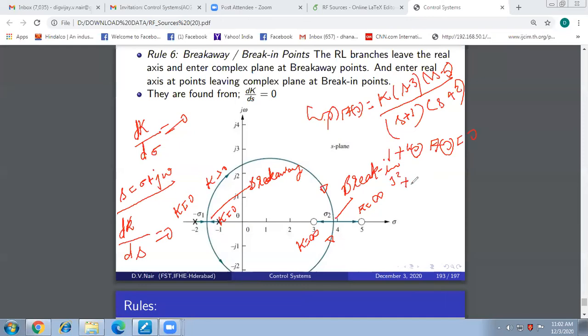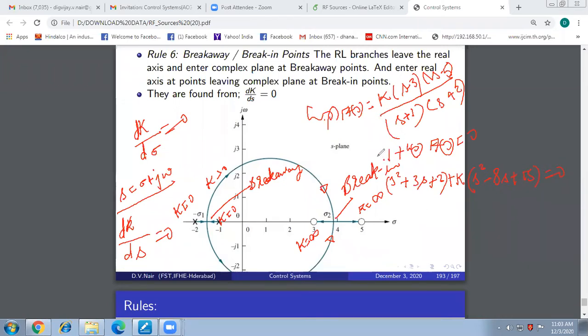s square plus 3s. Please correct me if I go wrong. Plus 3s plus 2, right? It will be here, this term, plus k into what? It will be s square, then minus 5s, minus 3s, so it will be minus 8s, and minus 3 into minus 5 is what? Plus 15, right? So equal to 0. This is what I will get, right?